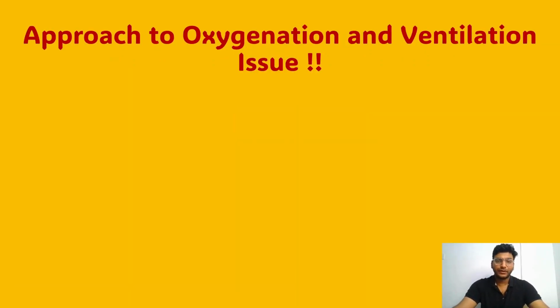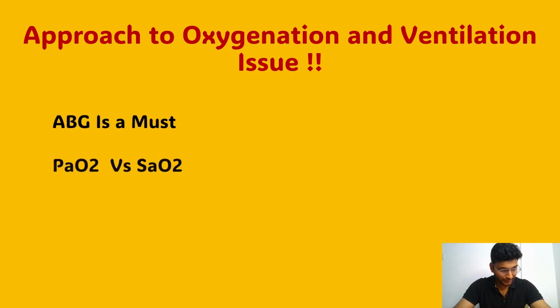Next comes the topic proper, the approach to an oxygenation and ventilation issue using an ABG. Here you have to take an ABG, there is no doubt. So ABG is a must. And why do you have two values? One is the partial pressure of oxygen, and there is the saturation or dissolved oxygen concentration. So why are there two values for assessing oxygenation?